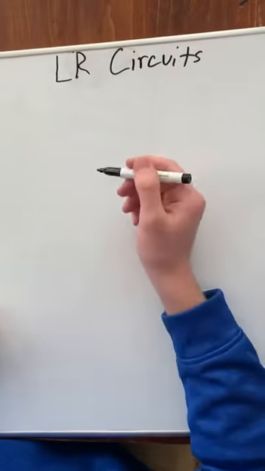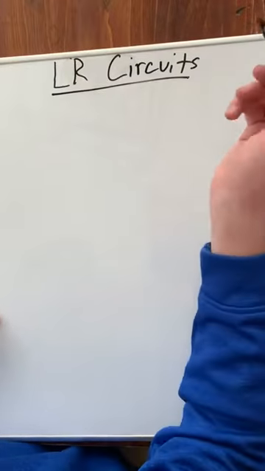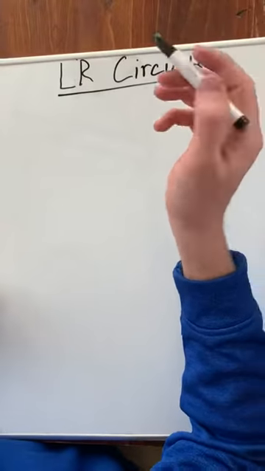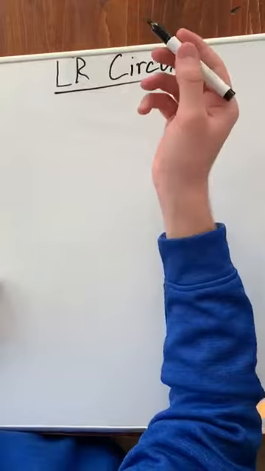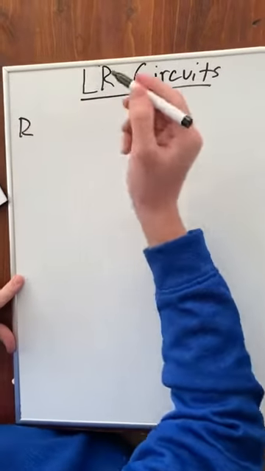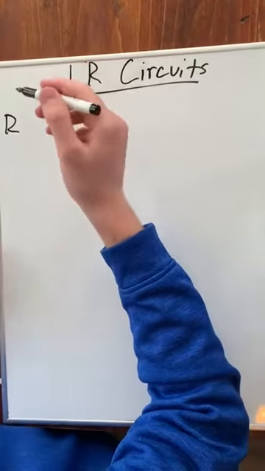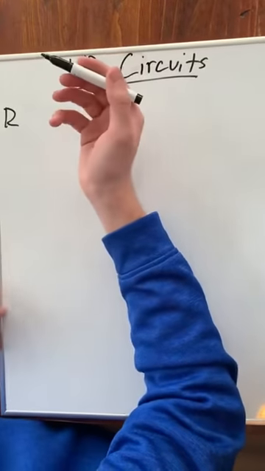Hey guys, today we're going to be talking about LR circuits. So obviously there's two main parts to this, having an inductor and a resistor. So talking first about a resistor, we'll just use a couple of equations to kind of give us a better idea of what that is.